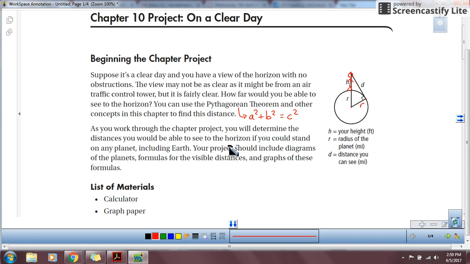Okay, so I'm going to show you something with this project as we go along. But this is the question that we're looking at. How far would you be able to see to the horizon? This line here, D, is what we're going to be finding. How far can we see if we were on a perfectly flat surface with nothing blocking our view? Okay.